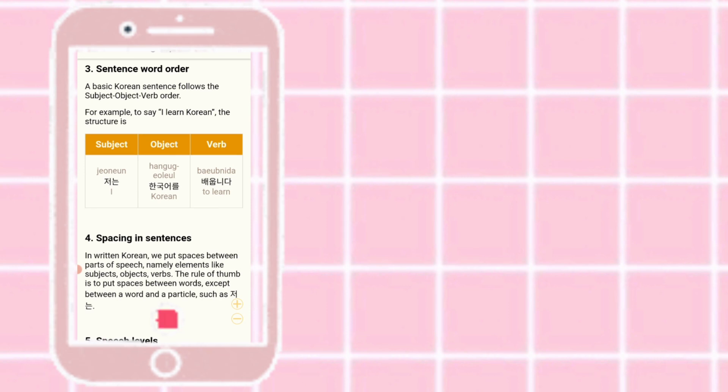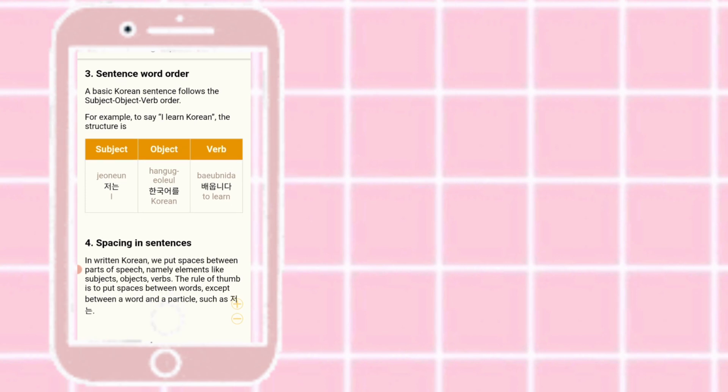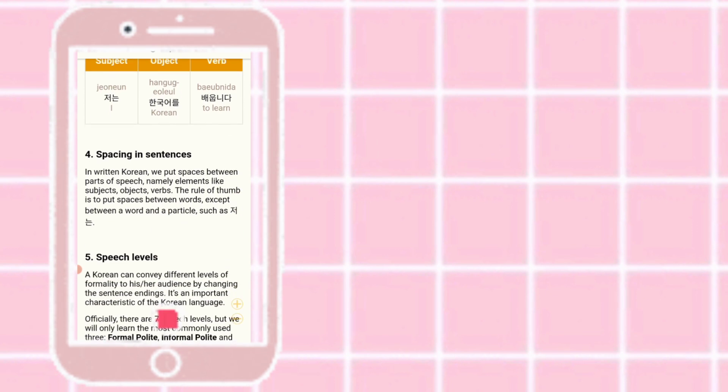For example, let's say I learn Korean. The structure is 저는 한국어를 배워요. So it goes I Korean learn. If you put it in the exact Korean order, it goes I Korean to learn. That sounds really weird. Let's go for the next one.